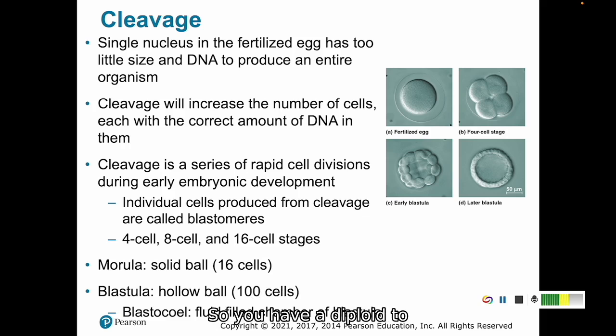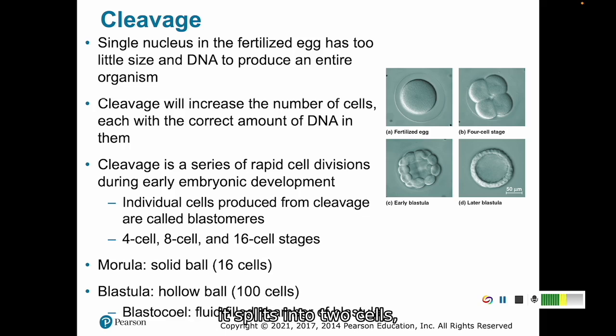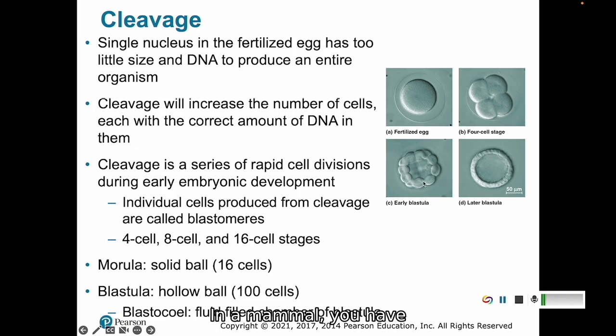So you have a haploid sperm and a haploid egg. To make a fertilized egg, it splits into two cells, DNA replication, cell division. You have two cells that are each diploid, then 4 cells that are diploid, 8 cells that are diploid. Eventually, you're going to create an early blastula, which is a ring of cells.